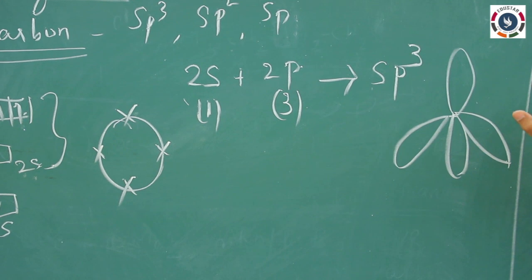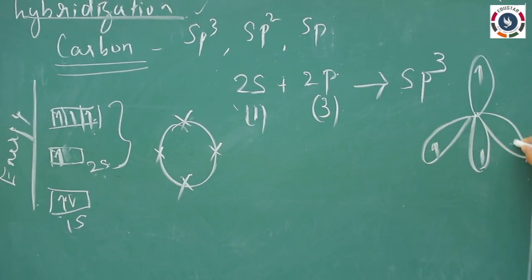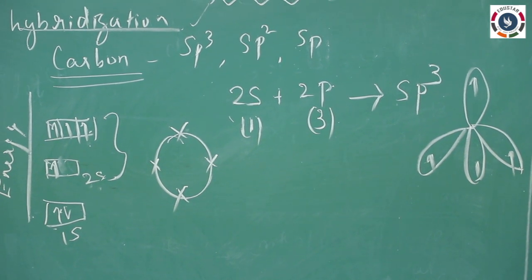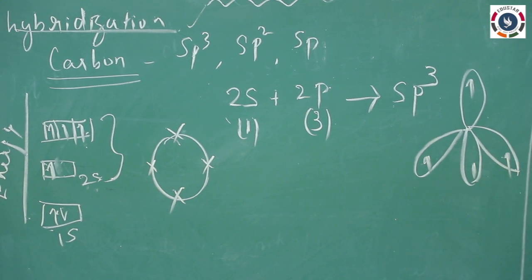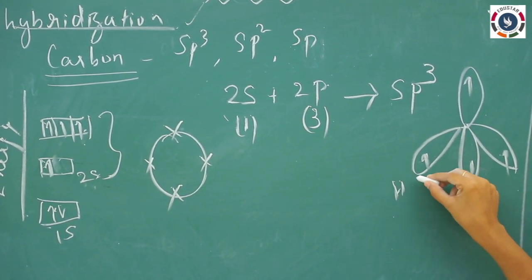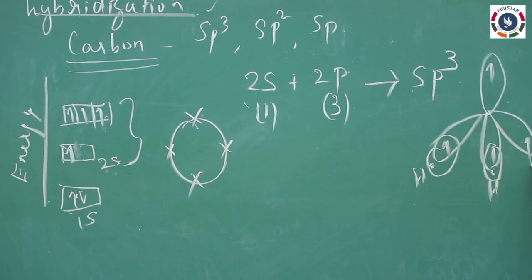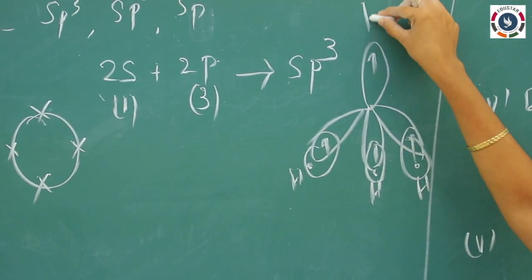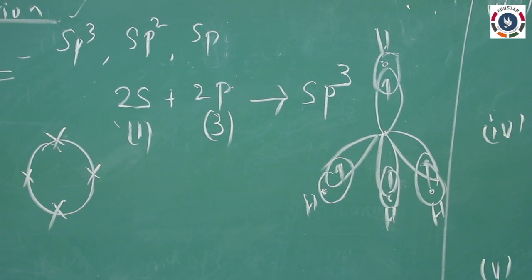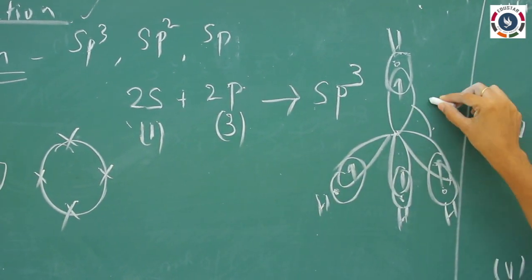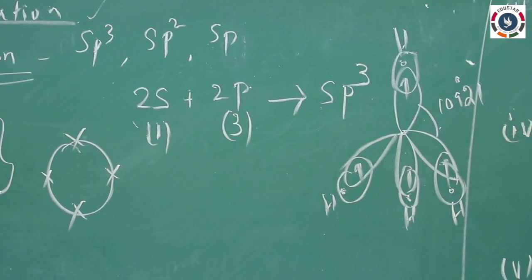Okay. This is the shape of the SP3 hybridized orbital. Each of course contains a single electron in it. After this hybridization, it may add with any group or hydrogen atom so that we get 8 electrons in the outermost shell, right. This is the SP3 hybridization. The angle between the lobes is found to be 109 degree 21 minute.